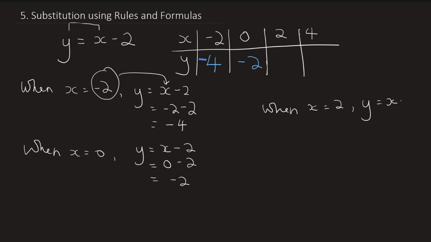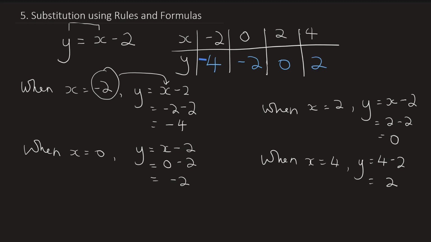When x is equal to 2, y is equal to x minus 2, which is 2 minus 2, and the answer to that is 0. Pop that in here. And the very last value of x is when x is equal to 4, y is equal to 4 minus 2, and that is 2, and I'll pop that in here. So now we've completed a table with a rule that relates x and y.